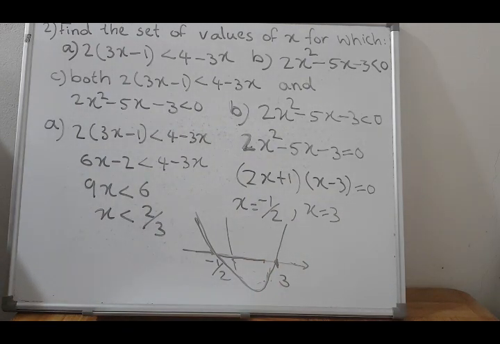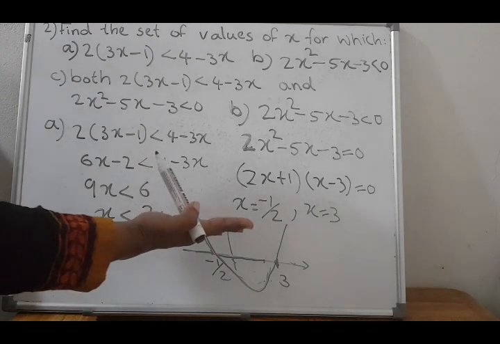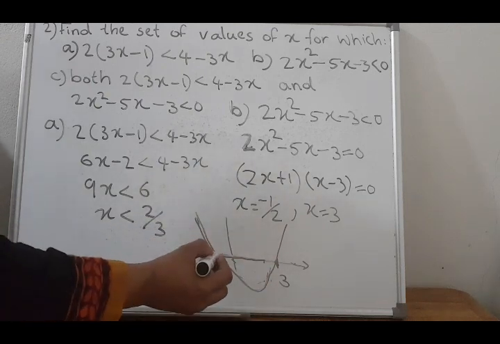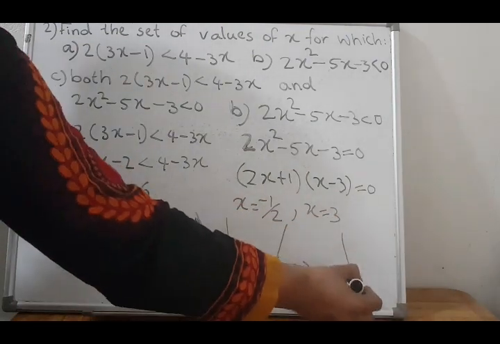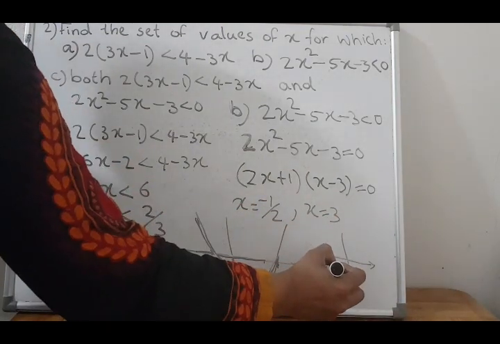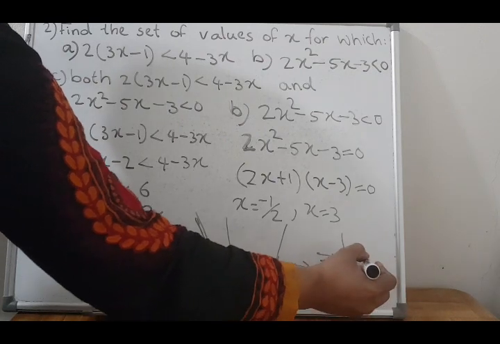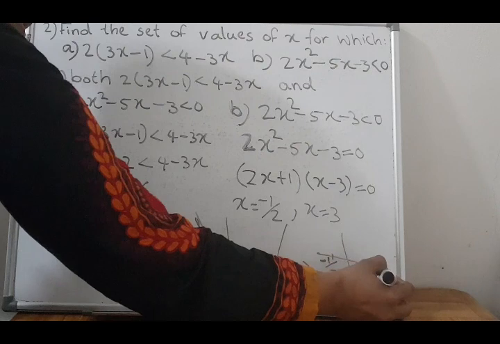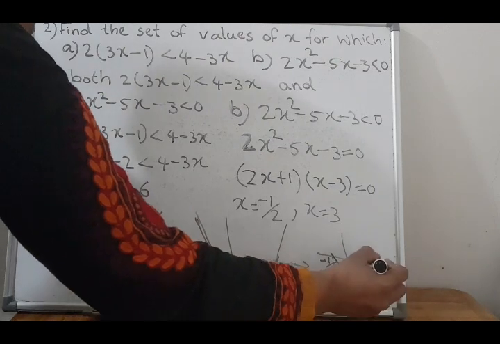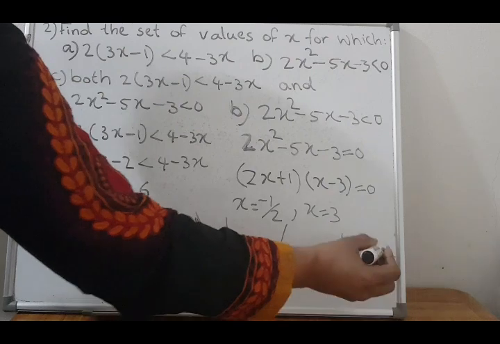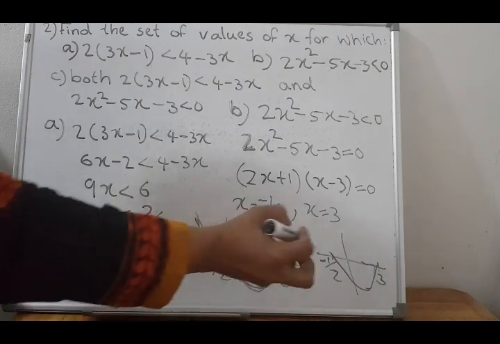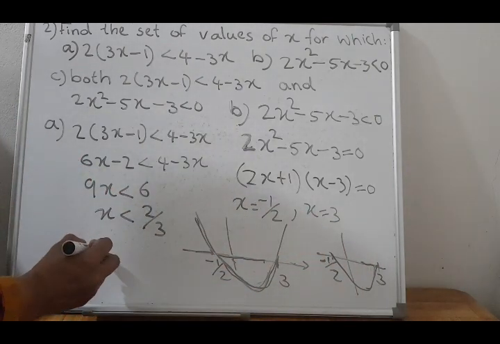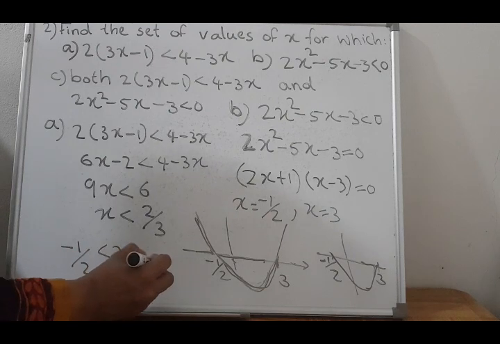Now you see the inequality 2x square minus 5x minus 3 is less than 0. Less than 0 means below the x-axis. Below the x-axis means this part. See which part is coming? This part is coming, the continuous part. So the lowest point is minus half. The highest point is 3. So minus half less than x less than 3.